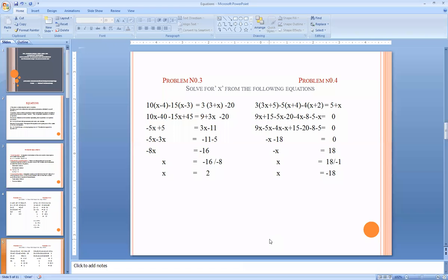Any doubts? Ma'am, when only a single x is given without any number, we have to assume it as 1, ma'am. Yes, yes. If no number is mentioned with x, then it is nothing but 1x.